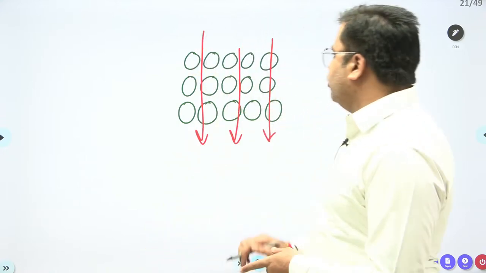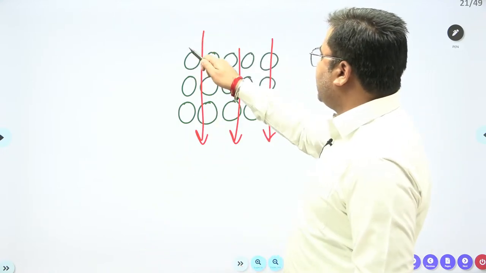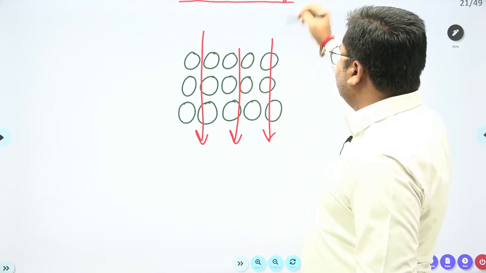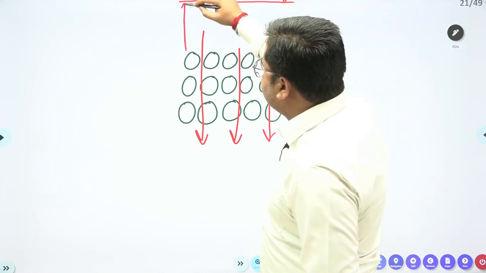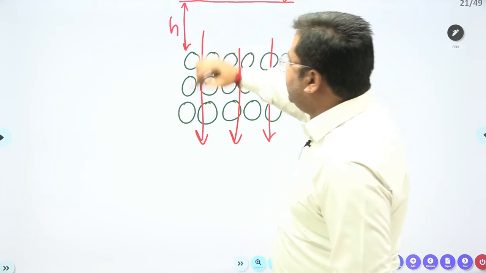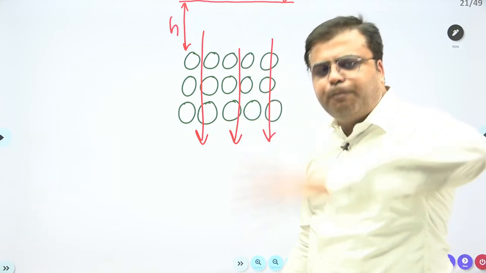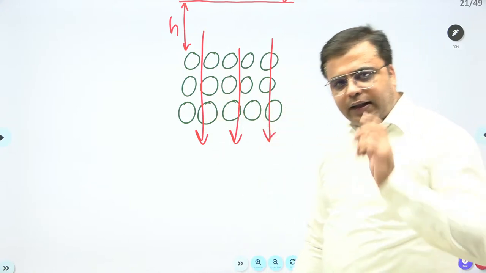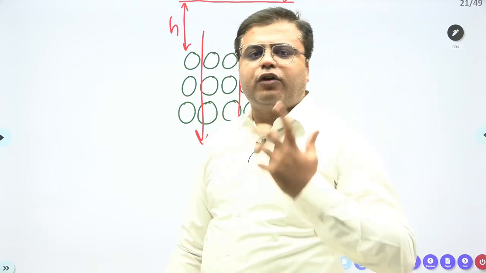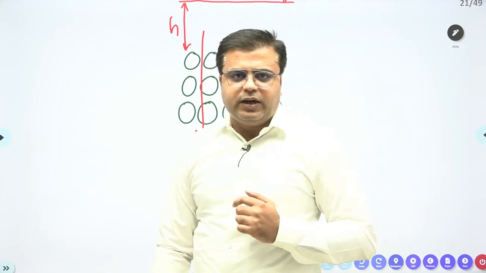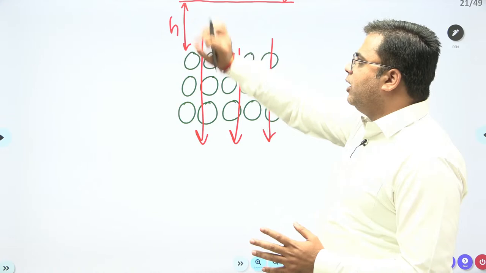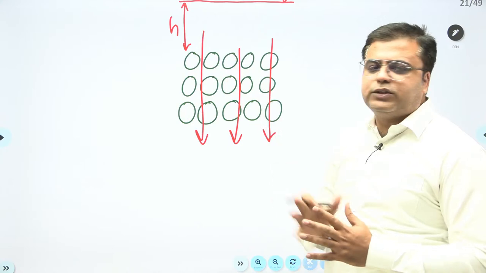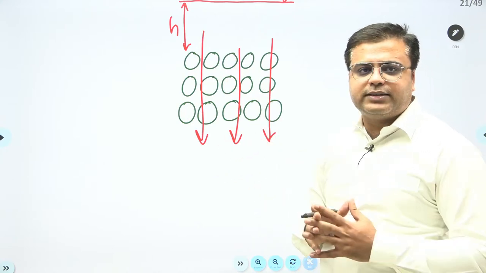But if you provide a standing column of water above this filter medium, and this height provides sufficient energy for the water to pass through the filter medium, then this type of filter is known as gravity filter, right? So if you provide additional energy from our side, that is pressure filters. And if you provide the standing column of water which possesses sufficient energy so that water can pass through this filter medium, that type of filter is known as gravity filter.